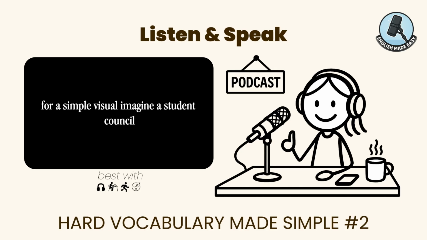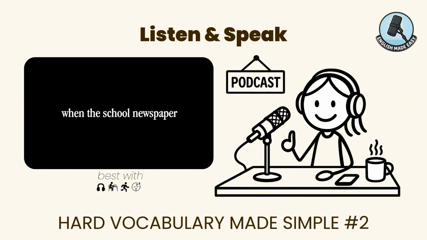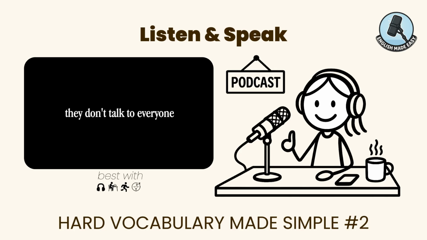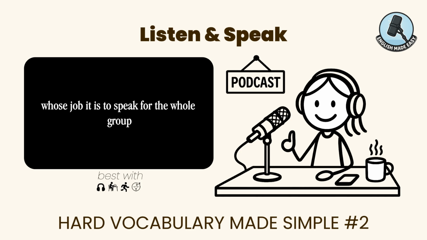For a simple visual, imagine a student council. They have a president, a treasurer, and other members. When the school newspaper wants to know what the council is planning, they don't talk to everyone. They talk to the person whose job it is to speak for the whole group. That person is the council's spokesperson.